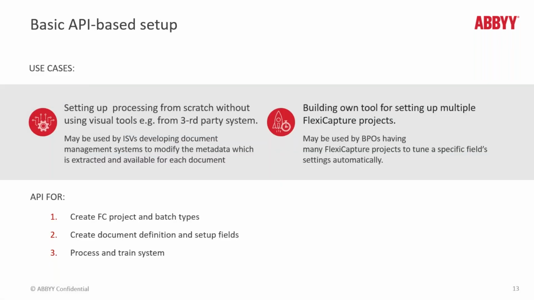So, talking about the basic API setup, this is talking about what you can do. How do we get the processing moving? You can do it from scratch without using any visual tools from a third-party system. This is something that ISVs could use for developing document management systems to modify the metadata that needs to be extracted for each document. Or you can use it for building your own tool for setting up multiple FlexiCapture projects. For business process outsourcers having many FlexiCapture projects, you may want to tune specific field settings automatically. So those are the things you can do with the API.